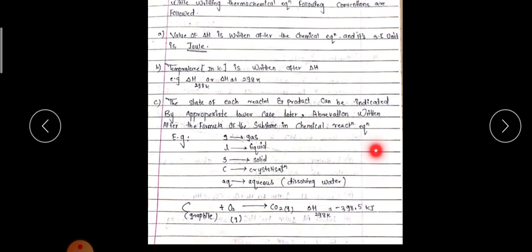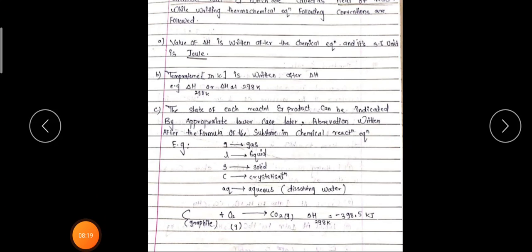The state of each reactant and the product can be indicated by appropriate lowercase letter abbreviations written after the formula of the substance in chemical reaction equation. Example is given. If the gas is there, then you can mention g. Liquid is there, l. Solid is there, s. Crystallization is there, c. Aqueous is there, aq. Here the example is given. C graphite plus oxygen gives you the CO2. Here C is in the solid form or say graphite form. Oxygen is in the gaseous form. The product is also in the gaseous form, CO2. Delta H at 298 Kelvin is equal to minus 398.5 kilojoule.